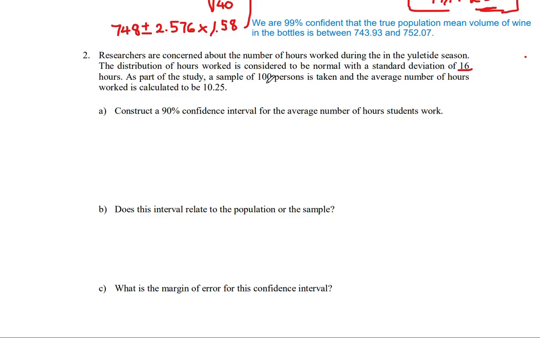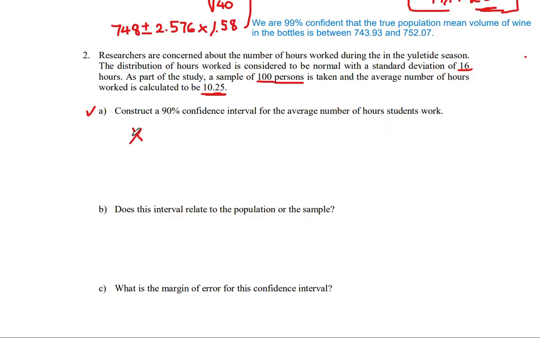As part of the study, a sample of 100 persons is taken. So that 100 persons is greater than 30. So therefore, the conditions for normal distribution would be satisfied. In addition, we have the population standard deviation. So a sample of 100 persons is taken and the average number of hours worked is revealed to be 10.25. Since this 10.25 average comes from the sample, this would be our sample mean, 10.25. And we are asked to construct a 90% confidence interval for the true average number of hours students worked.